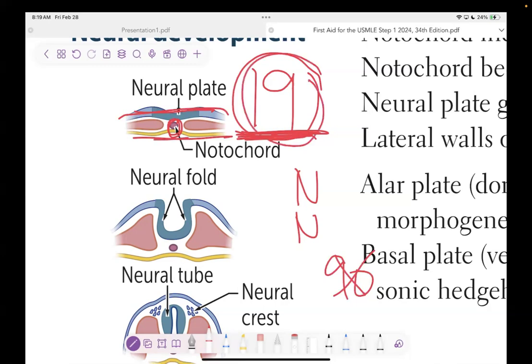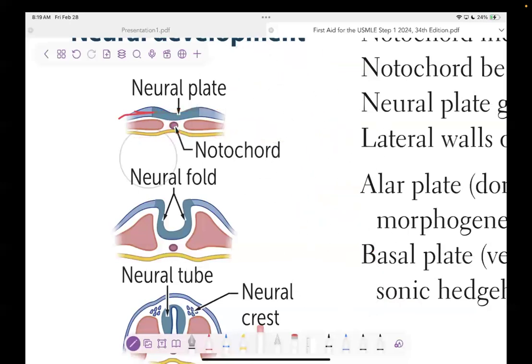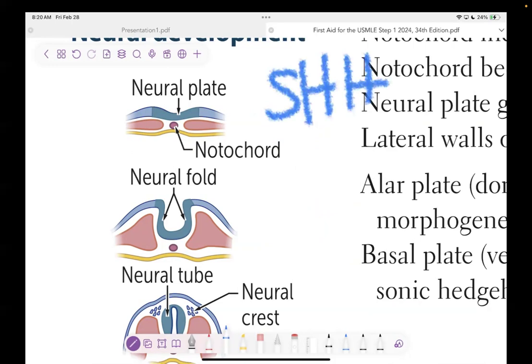inside notochord, there is a very important gene which is called, what is it called? Can anyone unmute to help me? There is a gene called sonic hedgehog gene. This gene is very important for neural development.